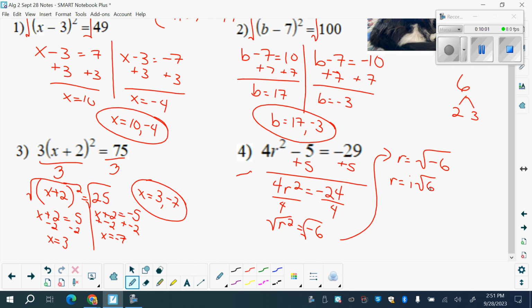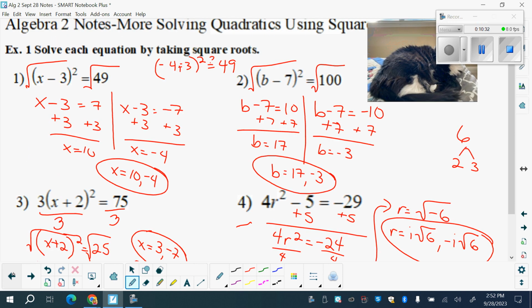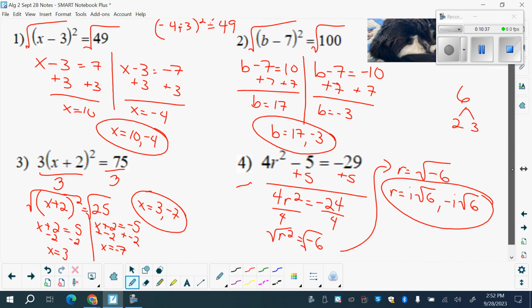What's my other answer? Negative i square root 6. You can just put the plus. Absolutely, plus and minus. But make sure, there was one student who just put a plus there. So if you do the plus or minus, you have to write plus or minus. Okay, I'm going to go on to the next one. Is there anybody that's still looking here?